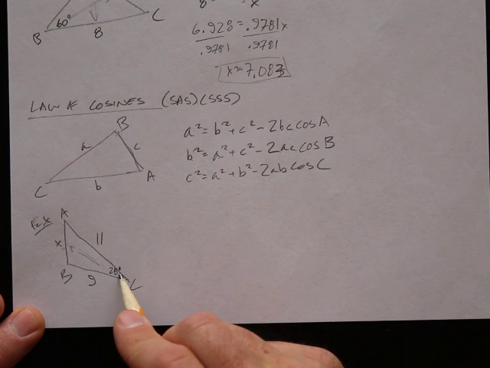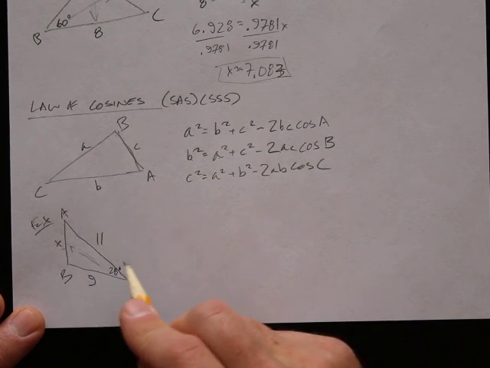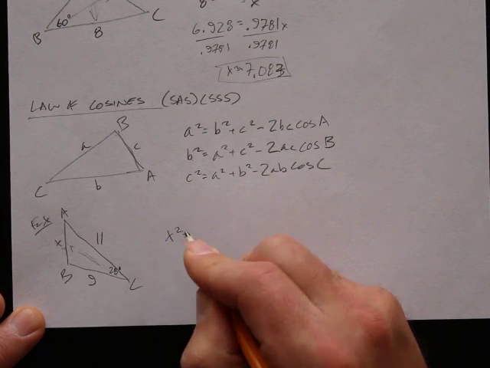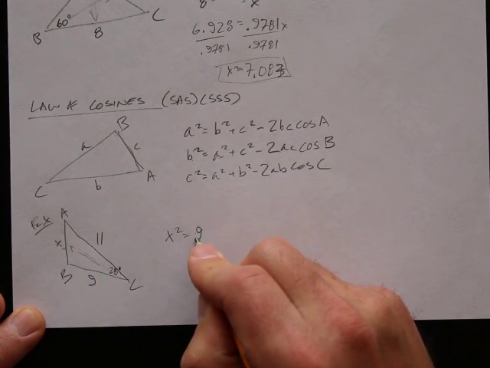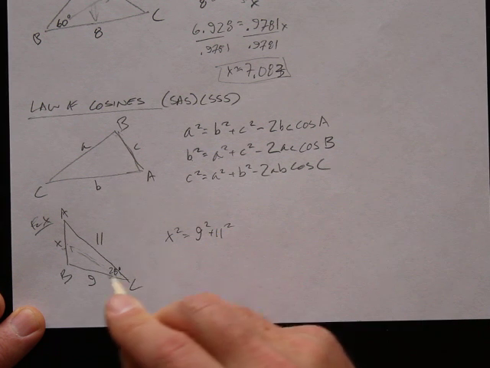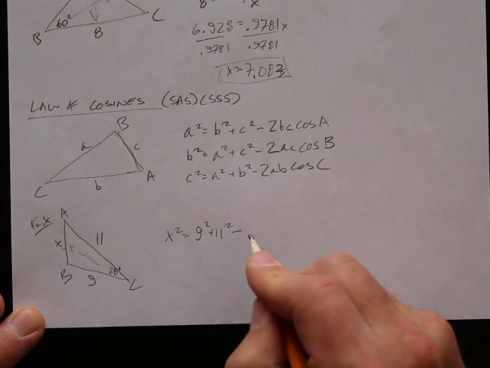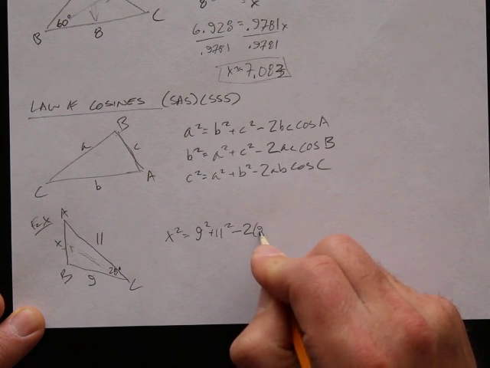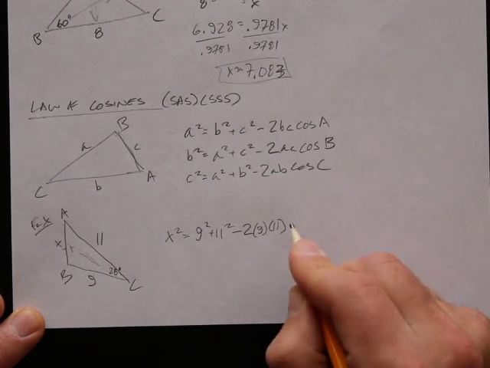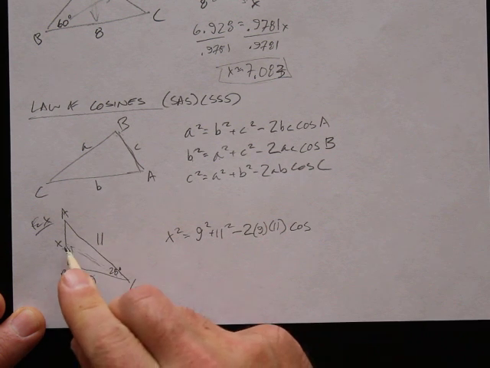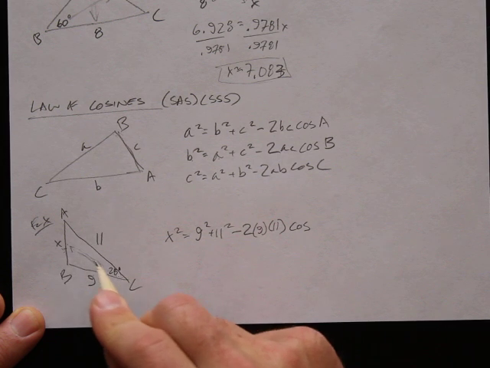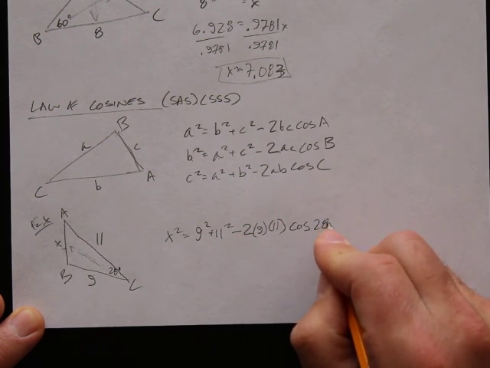And so this is the information I'm going to use to solve for x. So I'm going to start with the side. x squared equals my other two sides, 9 squared plus 11 squared, minus 2 times my two remaining sides there, 9 times 11, times the cosine of the corresponding or the opposite angle there, so cosine of 28 degrees.